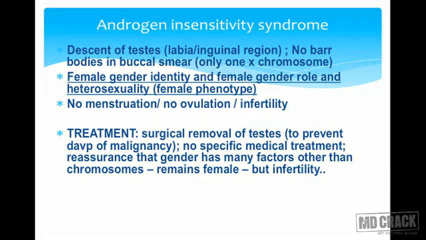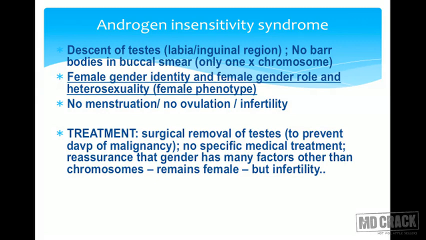So, she has female gender identity, she has female gender role and heterosexuality because the phenotype is female. But there is no menstruation, there is no ovulation, and there will be infertility. So that's a very typical case of androgen insensitivity syndrome, and I said the fetal cells did not respond to the androgens. What's the treatment?